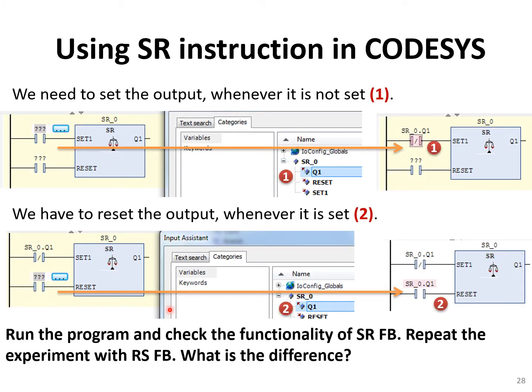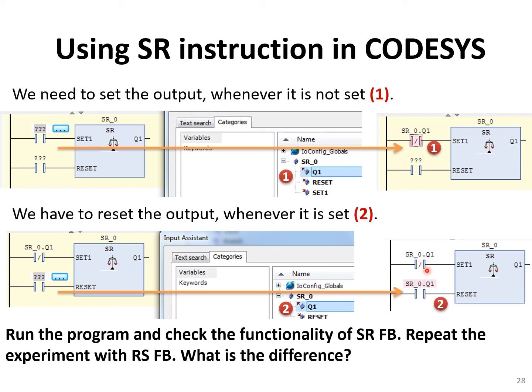We need to set the output whenever it's not set. This is basically for creating a pulse, and we are using SR0.Q. So what is Q1? Q1 is the output, and at the beginning Q1 is false, and we're using the negated value for the set, so it becomes true. Okay, so we could set it. For the reset, we'll use SR0.Q. So the state of the set and reset will always be opposite of each other.